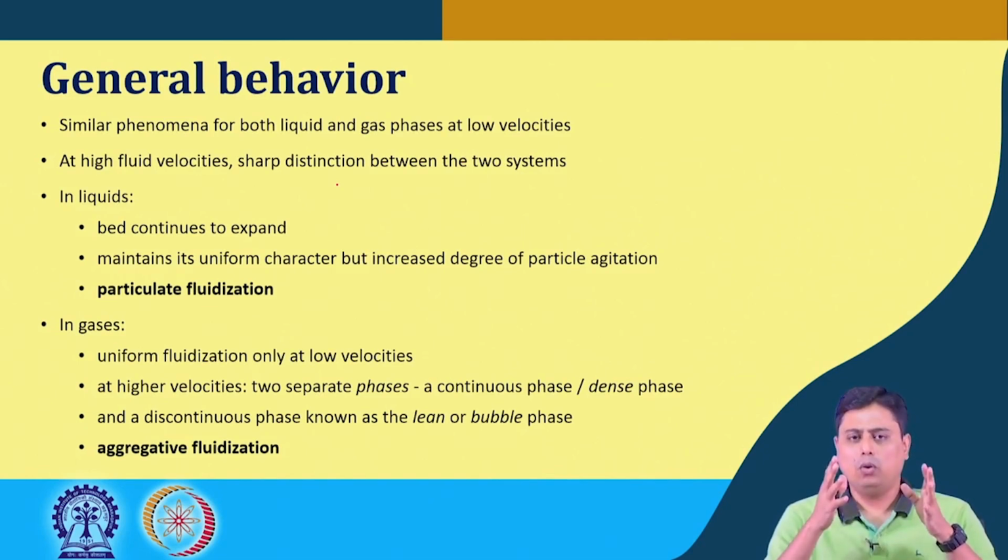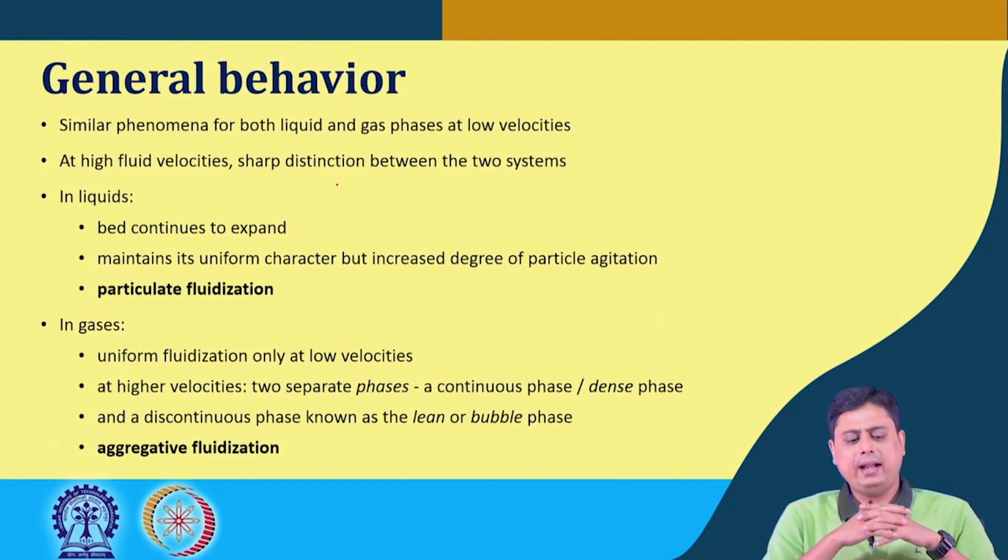You remember the apparent weight of the system, that is its actual weight minus the buoyancy force. So in the liquid-solid case, there will be a lower value requirement for the minimum fluidization. In a gaseous system, uniform fluidization happens only at very low velocities. At higher velocity, basically we can identify two separate phases. One we say the continuous phase or the dense phase, the other we say the lean or the bubble phase, the gas, the discontinuous phase.